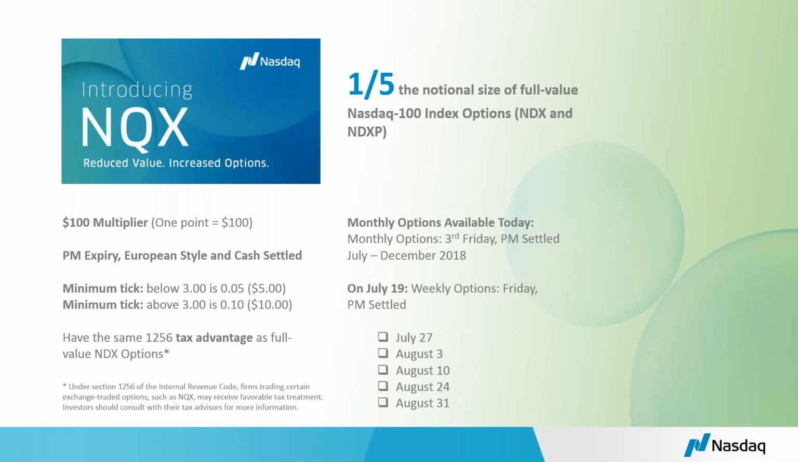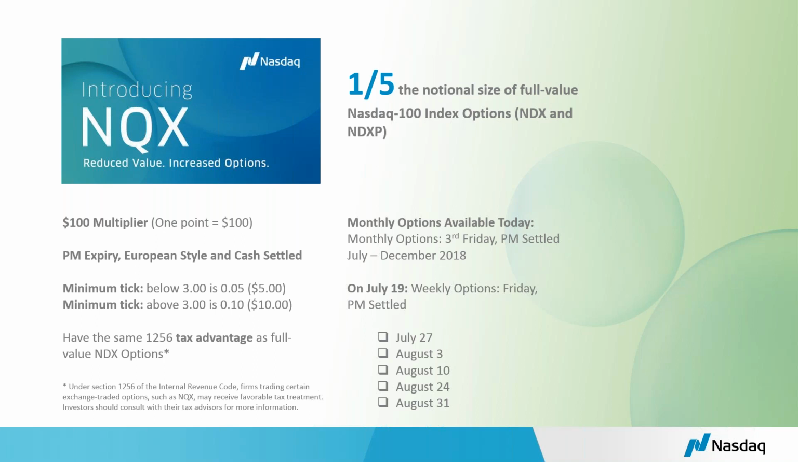But coming up on July 19th, we will introduce weekly options, something that is obviously highly common and popular with many investors and traders today. And these weekly options will also be Friday PM settled. As you can see from the expiration dates, we'll start with July 27th and then provide each Friday in August a weekly listing out to the end of August, as you can see. So Interactive Brokers makes available for trading today NQX options just by inputting the symbol NQX. And you'll see the monthlies, but soon, as of next Thursday, you'll see the weeklies as well.